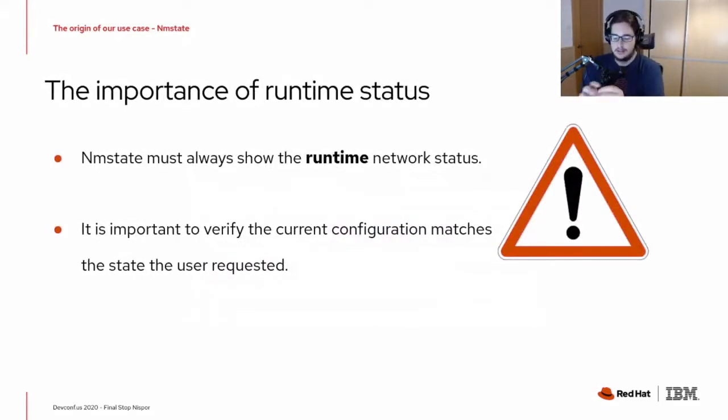Why is the runtime status so important for us? Well, Nmstate must always show the runtime network status. If Nmstate shows an outdated or wrong network status, it will generate a lot of issues, because a user will transfer that network status to another machine, and the new machine will contain an outdated or wrong network status, and that could be fatal for the user. In addition, when applying a desired network configuration, we are verifying that the current configuration matches the state that the user requested. So if we are gathering the current configuration in a wrong way, that will generate verification failures, and that will be too bad.